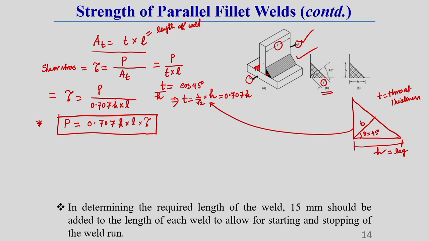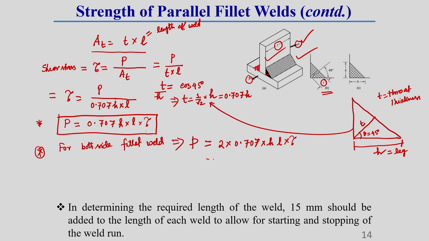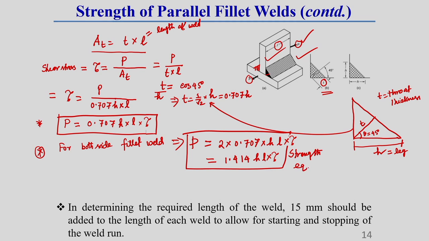So, if there are two different fillet welds on both sides of this vertical plate, then for both side fillet weld, one thing you should keep in mind, this strength equation will be 2 into 0.707 H into L into tau. So, this we are getting as 1.414 H into L into tau. So, this is called the strength equation for parallel fillet weld.